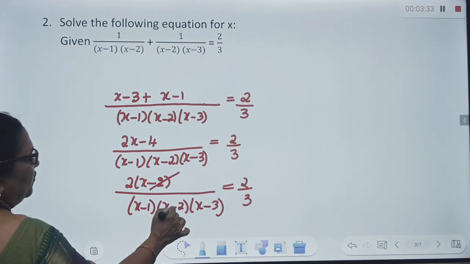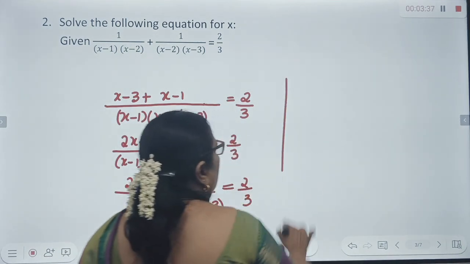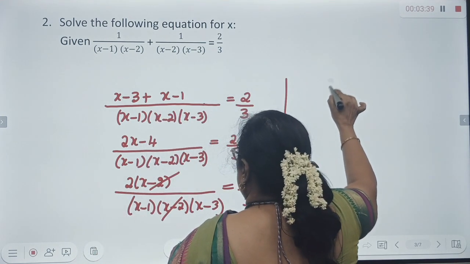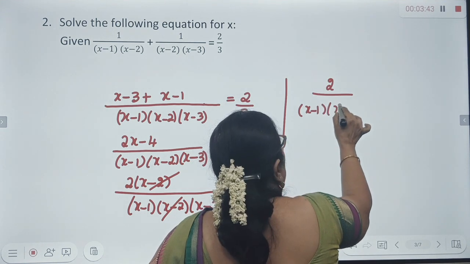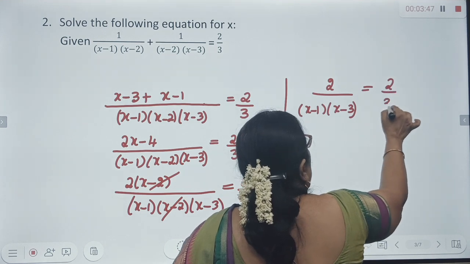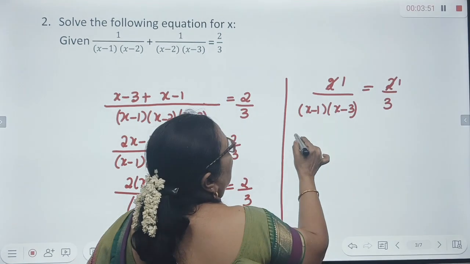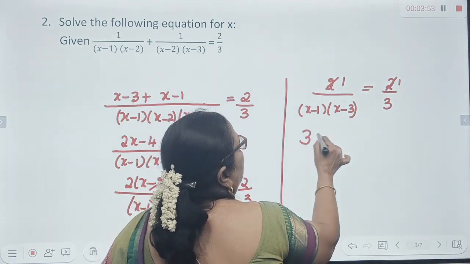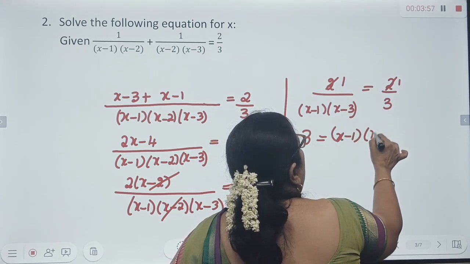I can cancel off x minus 2. So I have 2 by x minus 1 into x minus 3 equal to 2 by 3. Now 2 and 2 can also be cancelled. Now cross multiplying, what will I get? 3 equal to x minus 1 into x minus 3.